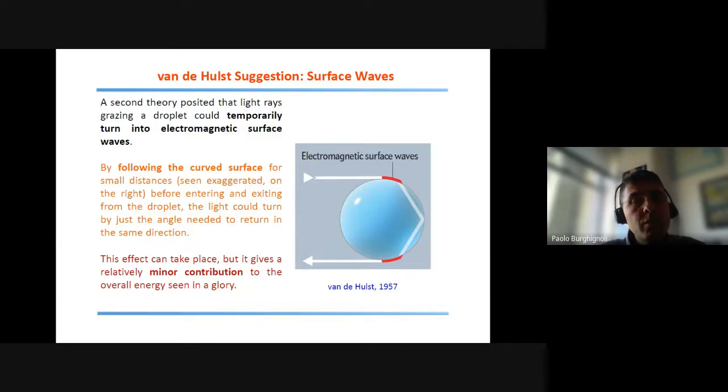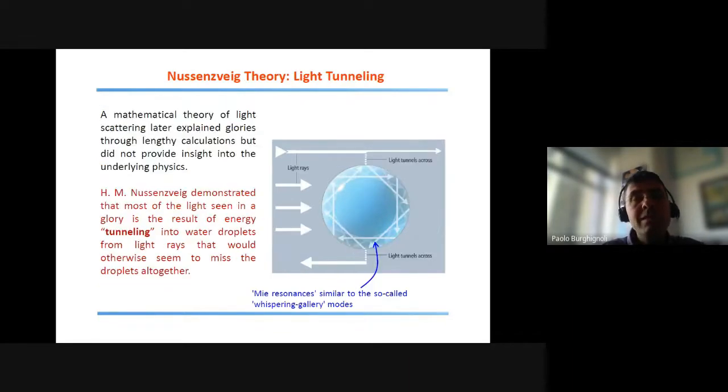However, it is not sufficient at all to give a quantitative explanation of the intensity of the phenomenon in the backscattering direction. So it gives only a minor contribution to the energy that is contained inside the halo that you observe in a glory. Again, complex analysis comes into play because Nussenzweig was able to show with an asymptotic analysis, based on the approach that I described before, that the phenomenon is very complicated and it has many aspects.